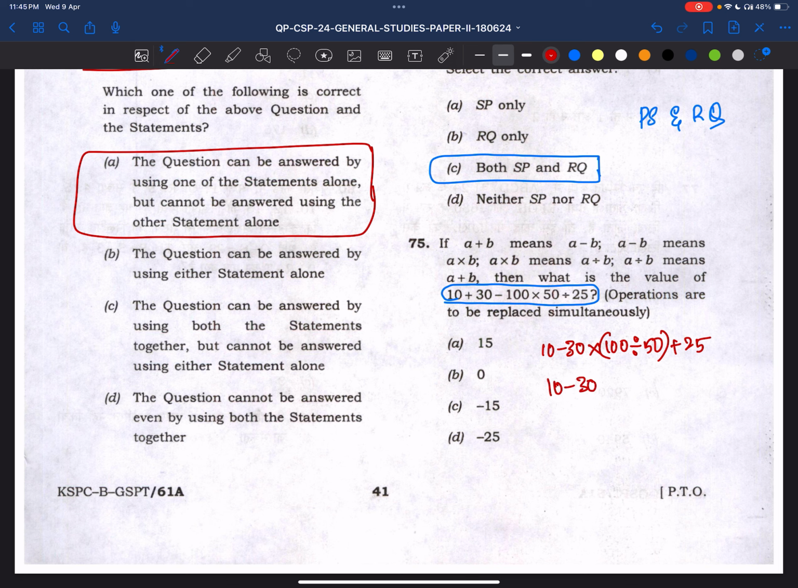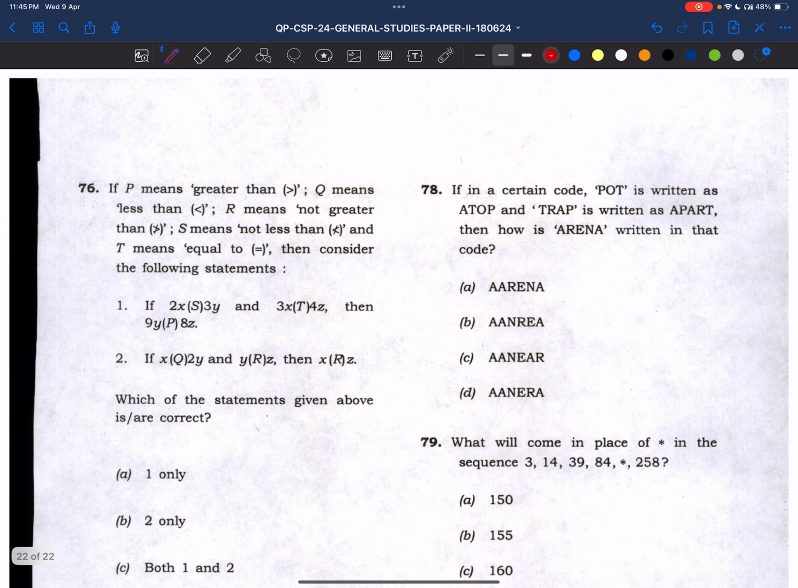So 10 minus 30 into 100 divided by 50 will be 2 plus 20. Next, this value. 10 minus 60 plus 25. So 35 minus 60. Answer is minus 25. Answer is D. Okay. Let's do the next question.